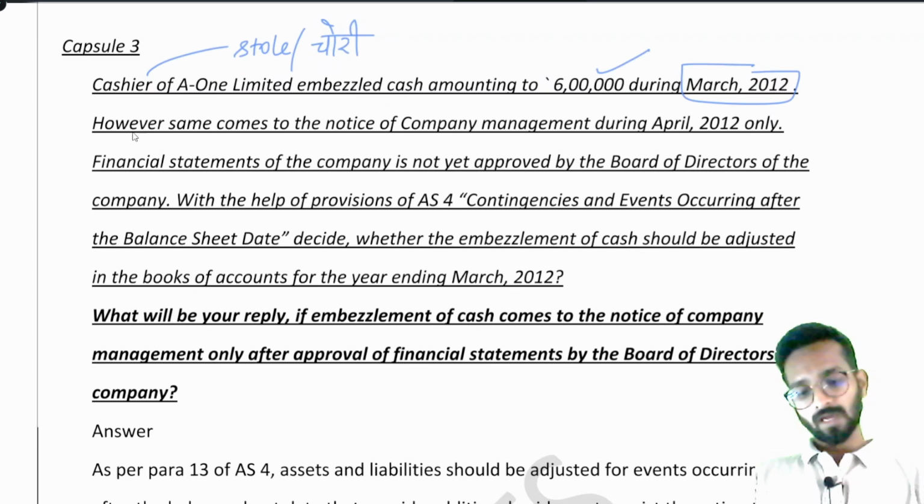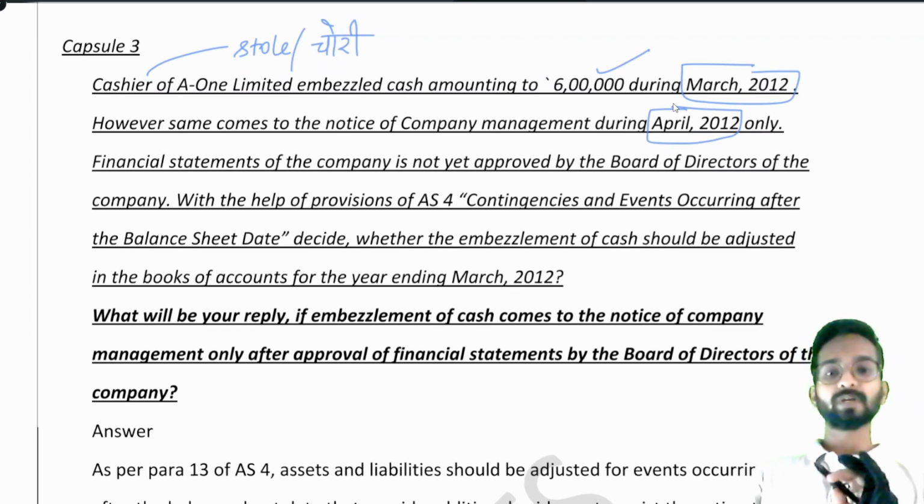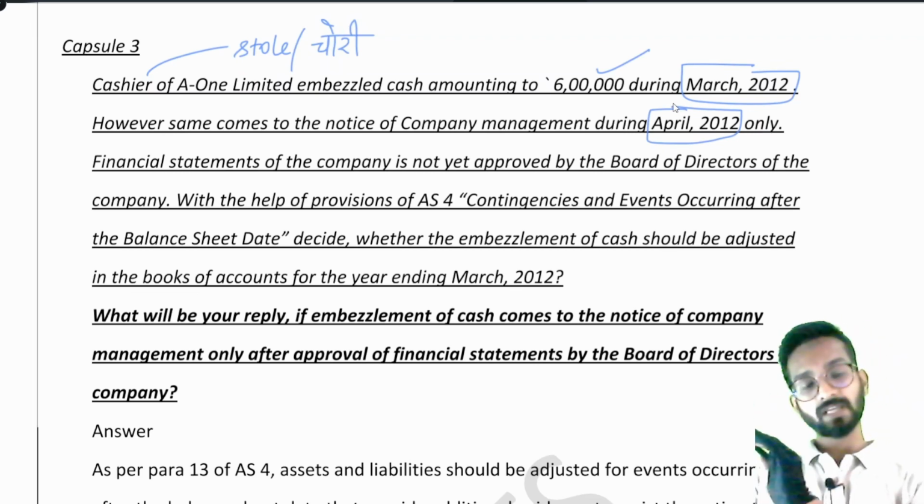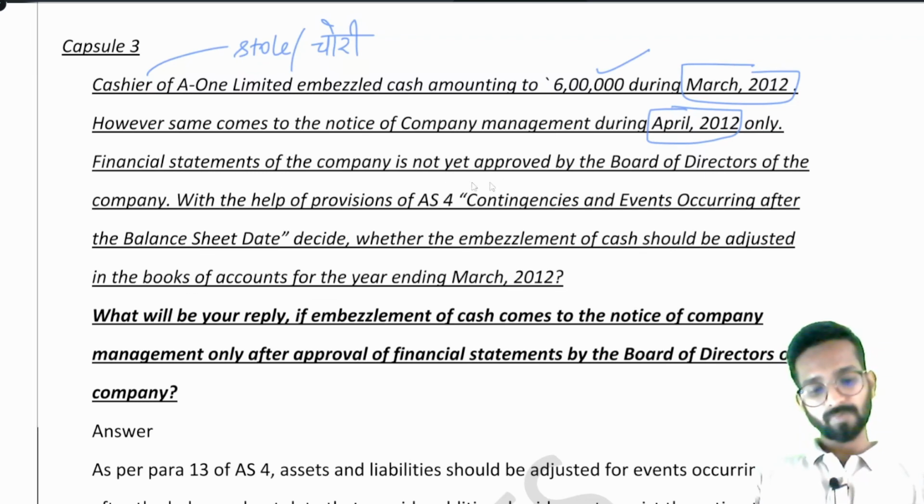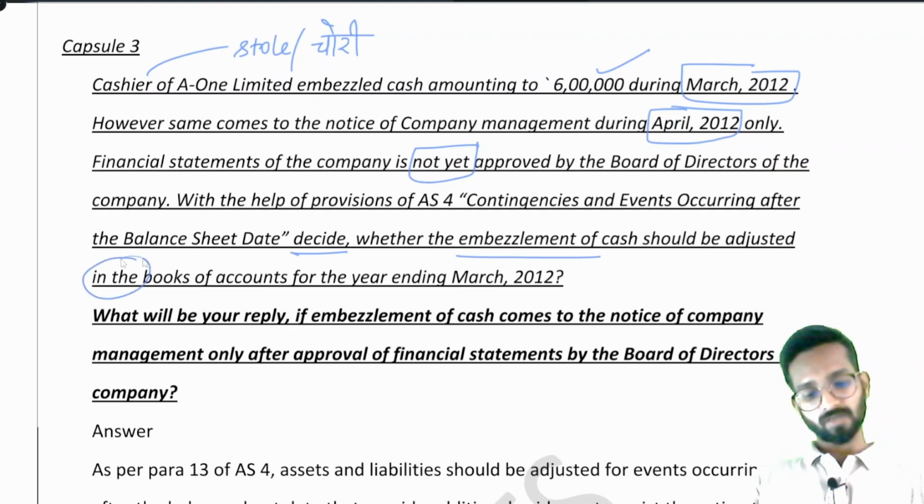Okay. However, the same comes to the notice of company management during April. अप्रैल में मैनेजमेंट को पता लगा कि मार्च में कैशियर ने चोरी कर ली. Financial statement of the company is not yet approved by the board. With the help of AS4, decide whether the embezzlement of cash should be adjusted in the books of accounts for the year March 2012.